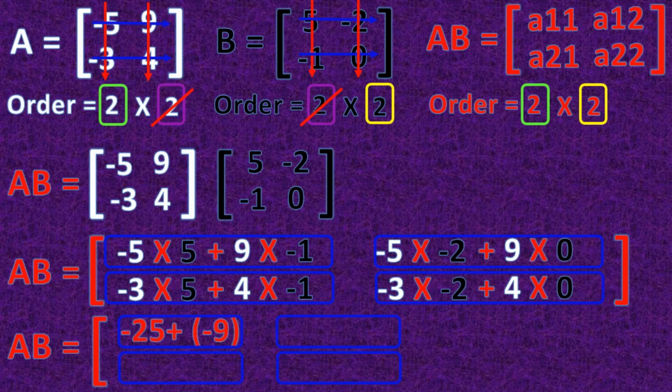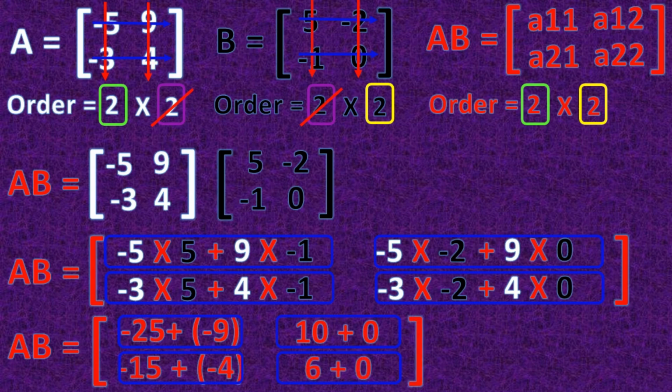Solution will be minus 25, minus 9, 10 plus 0, minus 15, minus 4, 6 plus 0. Now students, after solving carefully, the final answer: minus 25 minus 9 is minus 34, 10 and 0 is 10, minus 15 minus 4 is minus 19, 6 and 0 is 6. So this is your final answer.